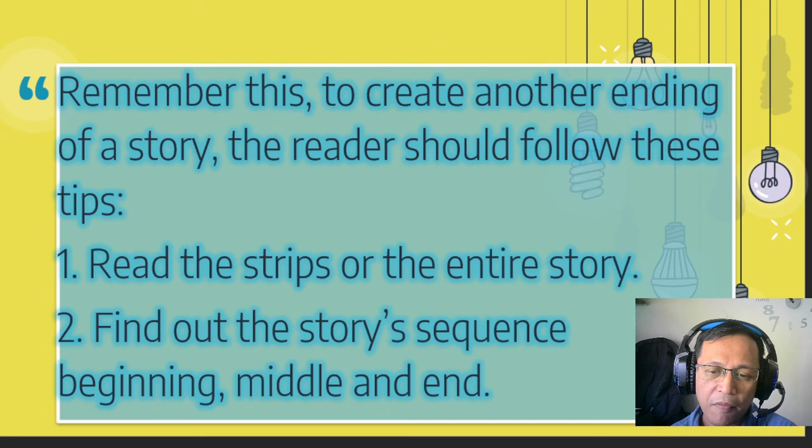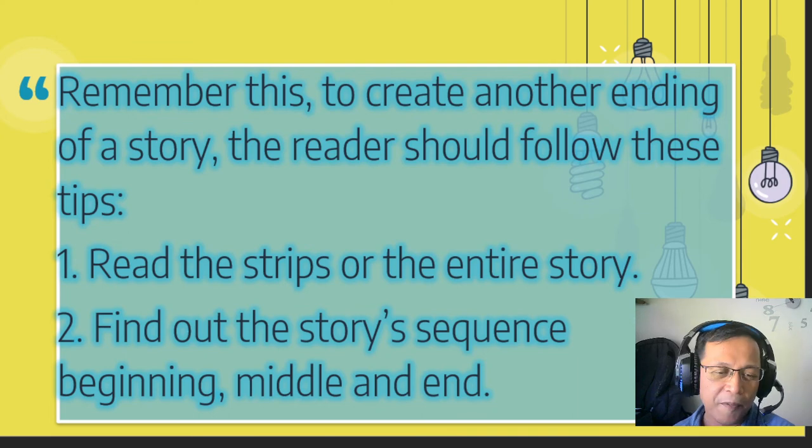Number two, find out the story sequence from the beginning to the middle and the end. Now, once you have done that, you now have an idea on how to write another possible ending. Do that and you will be able to gain an idea on how to write another possible ending. That is tip number two. Find out the story sequence from the beginning, middle, and end.